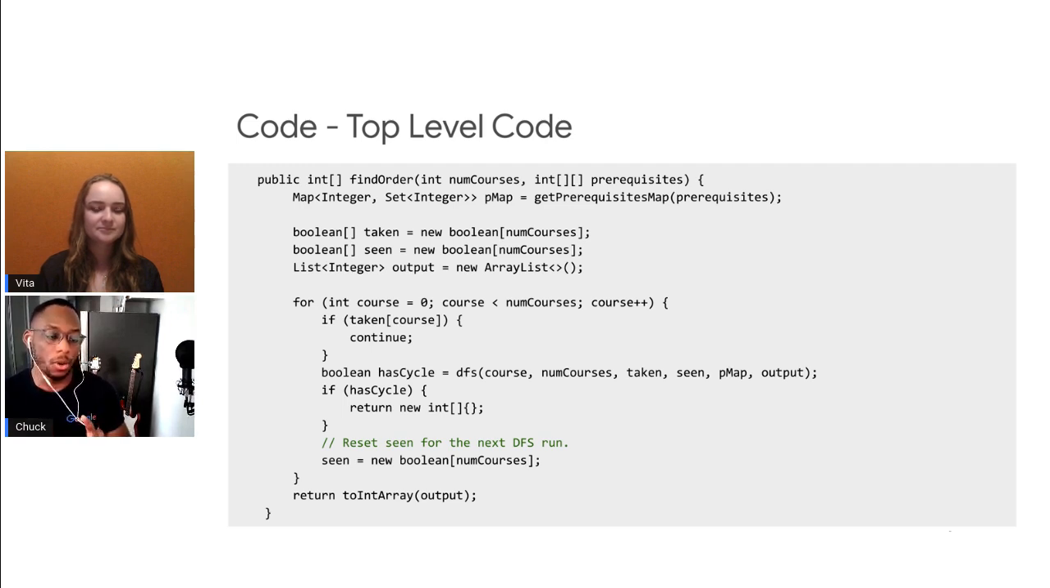The main code is really in that for loop, right? We're going to arbitrarily start from course 0 because as we said before, it doesn't matter where we start, right? So start at course 0. If we've taken it, keep going. We don't care. Then we're going to perform DFS on that course. If we detected a cycle, we're also done, right? Return an empty array. If we haven't detected a cycle, great, right? We come out of the DFS, we reset our seen, prepare for the next run.